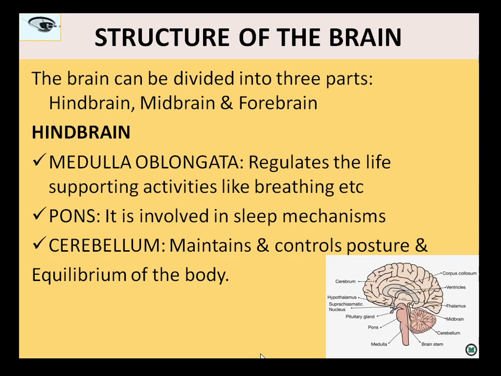Under the hindbrain you have the medulla oblongata, the pons and the cerebellum. So if you see the medulla oblongata, children, it is the lowest part of the brain and it exists in continuation of the spinal cord, and it has the neural centers, and these neural centers are basically helping in regulating the life supporting activities. And what are the life supporting activities? Breathing, heart rate, blood pressure, and that is why it's called the most vital part of the brain, the most vital center of the brain.